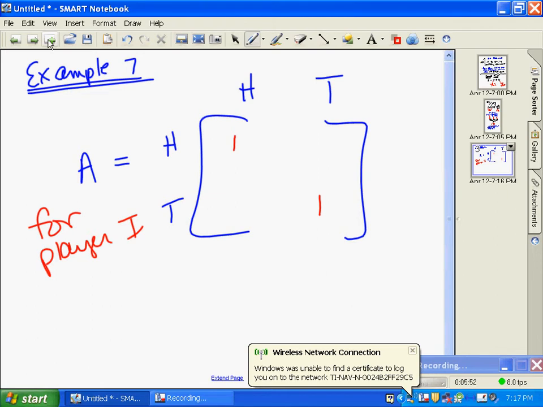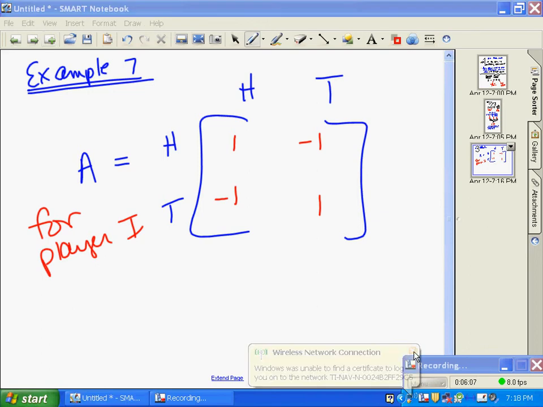But if they don't match, then player 1 has to give up their penny. So that person is going to lose a penny, and we'll give it up to player 2. And the same thing down here, if one is heads, one is tails, then player 1 is going to have to give up their penny, so they're going to lose a penny. So there's my matrix A.